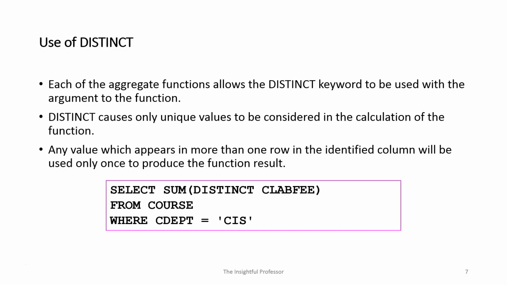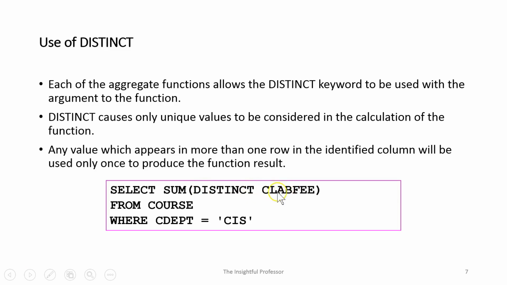We've already had a taste of how the distinct keyword works when we apply it to a column list, that is a name of columns in the select clause. What we're doing here is we're applying it to the values that are passed as input to the aggregate function. Instead of taking all of the lab fees, if any of the lab fees are duplicates, the distinct says, well, we already saw that value, we're not going to use it a second time.